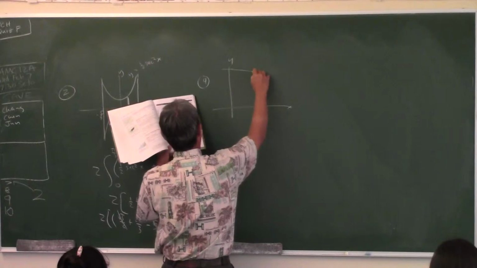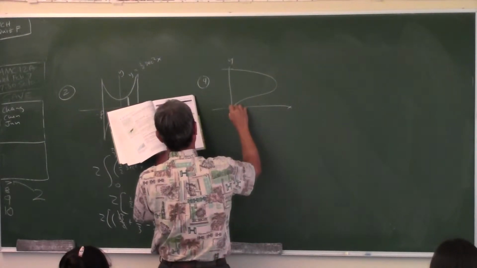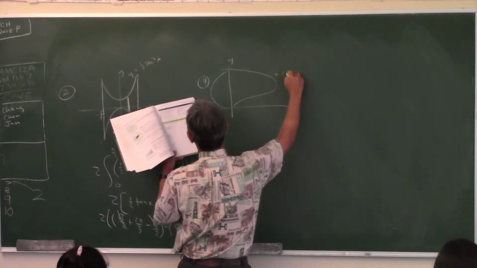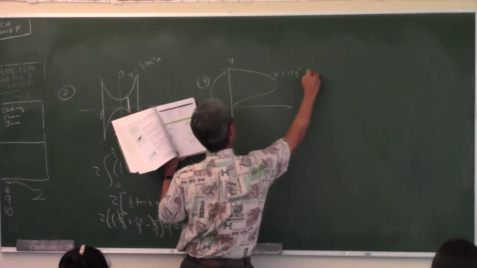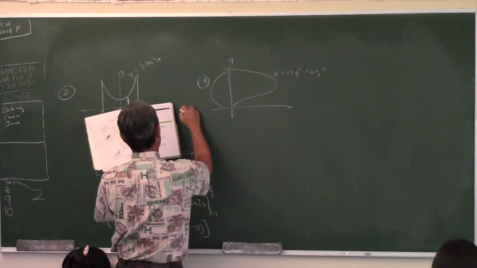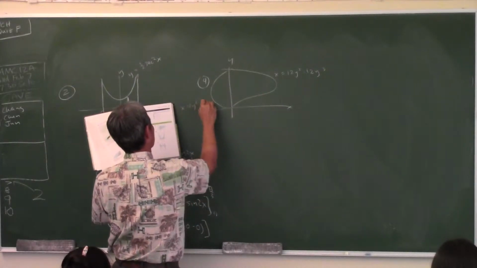So this one on the right is x equals 12y squared minus 12y cubed. And the one on the left is x equals 2y squared minus 2y.